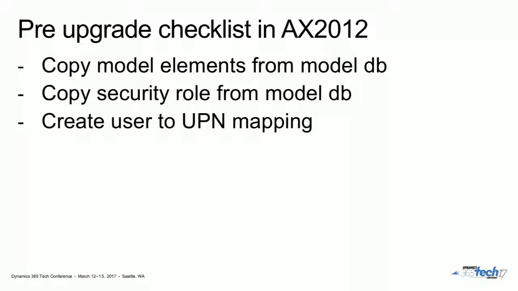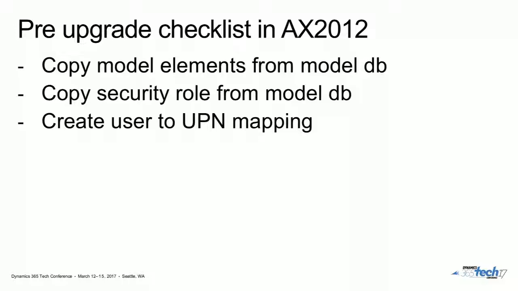And for your data upgrade, we only want your business DB, right? Plus a couple of tables over here. That's why when you give us your production DB, we say, you know what, help us copy a few pieces of data from your model DB so we can do our upgrade properly. So that's exactly what this does. We'll copy model elements from the model DB and put them in a table in the business DB. We'll copy some security role information from the model DB and put it in the business DB.